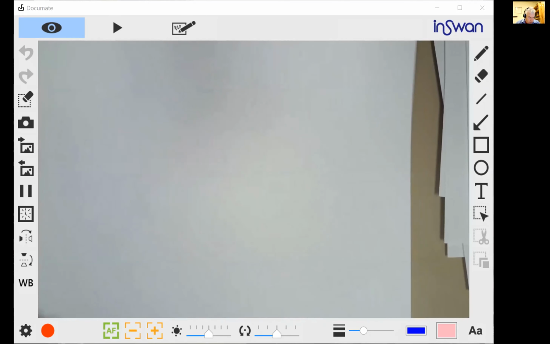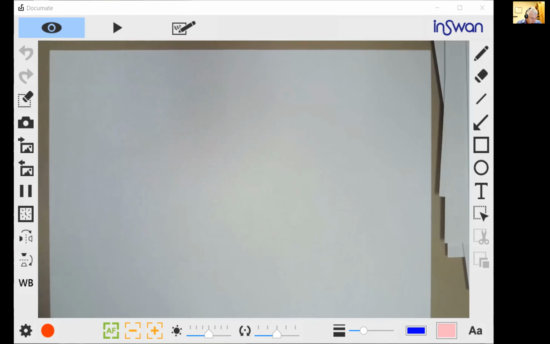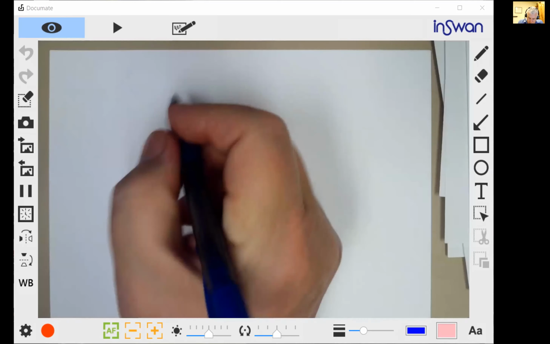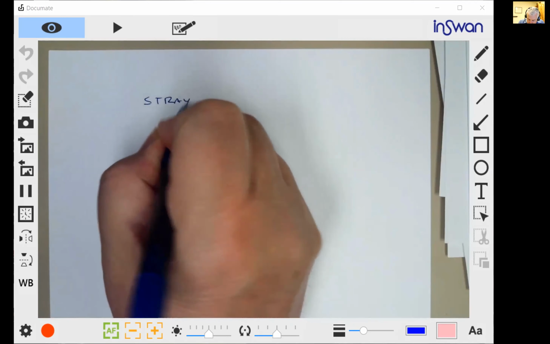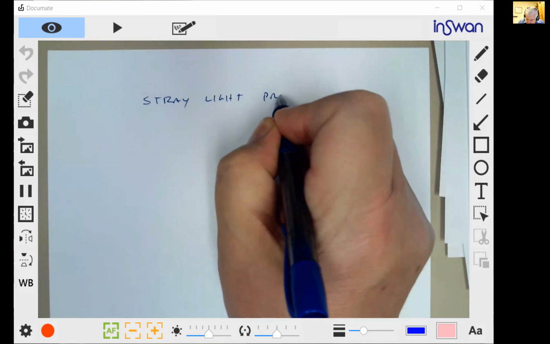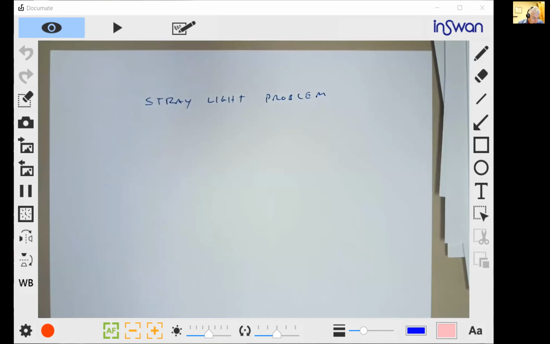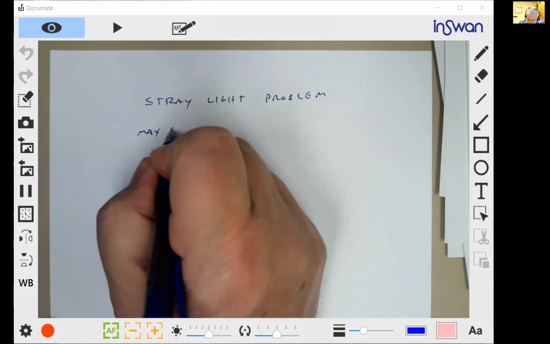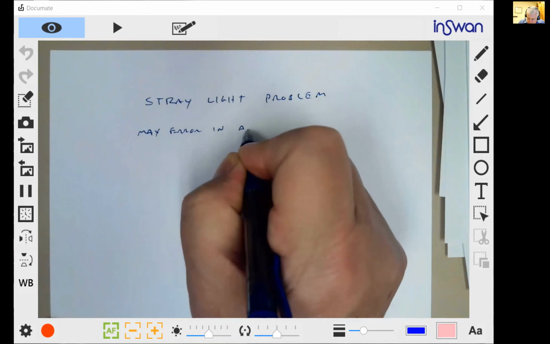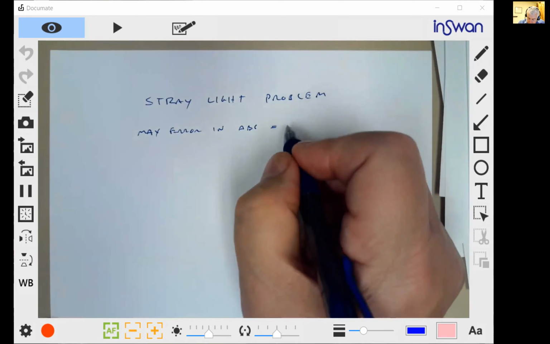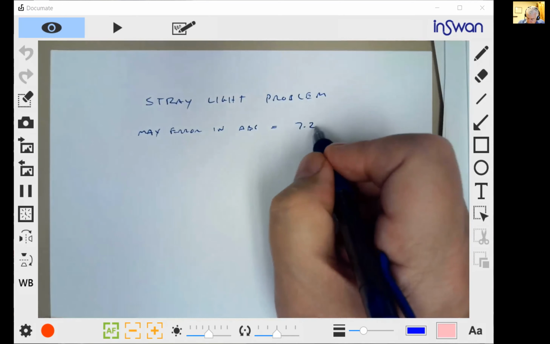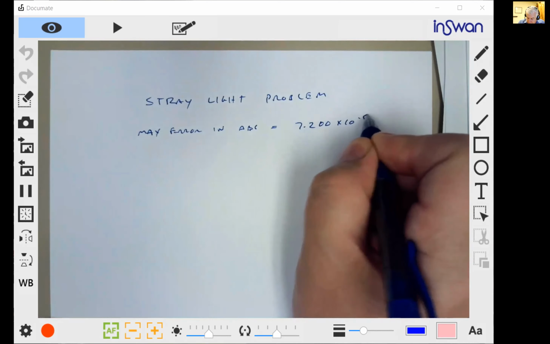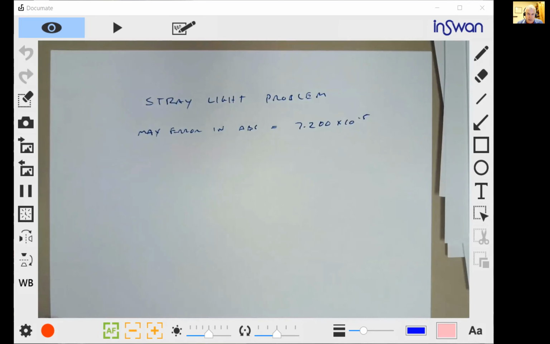All right. So last but not least here, we have got a rather tricky stray light problem. The stray light problem starts out by saying that you can have a maximum error in absorbance equal to 7.200 times 10 to the minus 5. So that's a pretty small absorbance error, right?